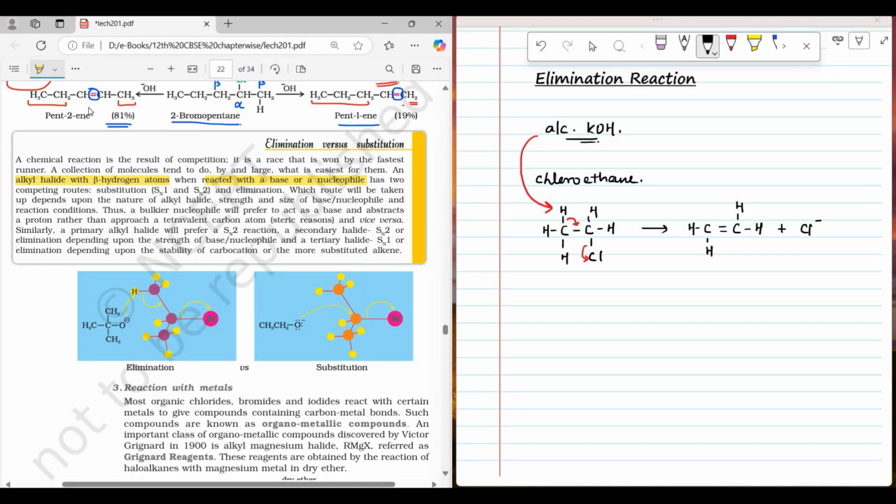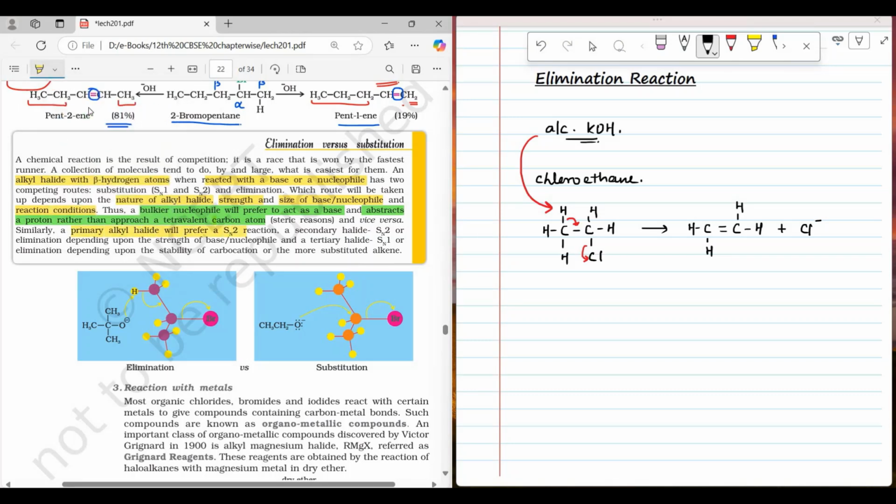and elimination. Which route will be taken depends on the nature of the alkyl halide, the strength and size of the base or nucleophile, and the reaction conditions. Thus, a bulkier nucleophile will prefer to act as a base and abstract a proton rather than approach the tetravalent carbon atom, and vice versa.